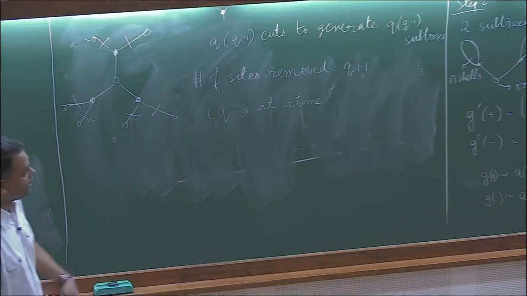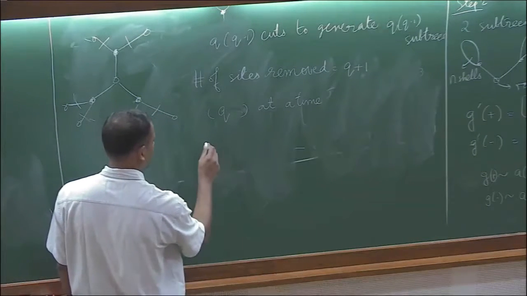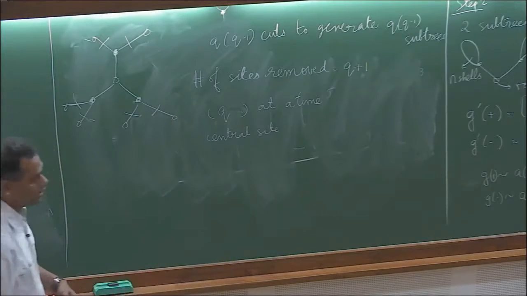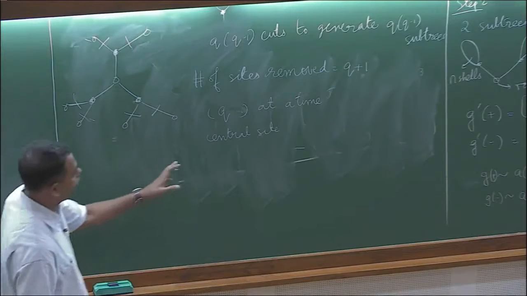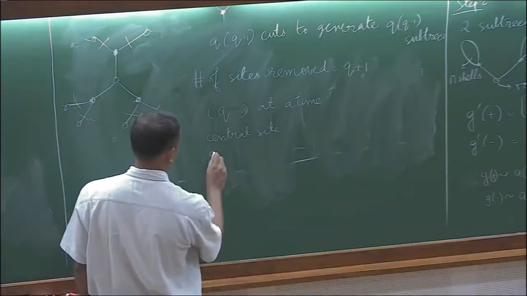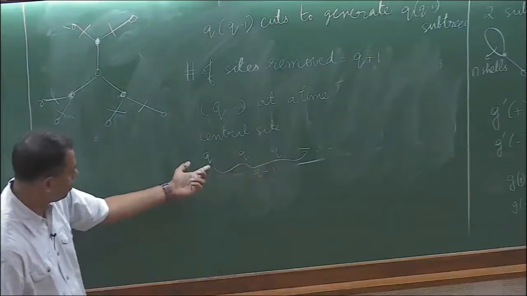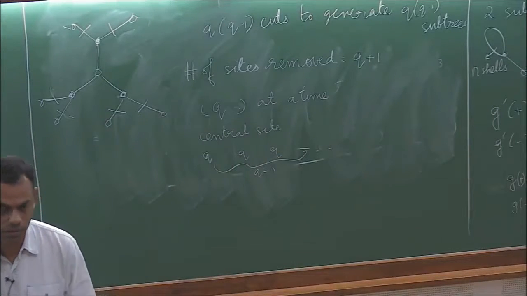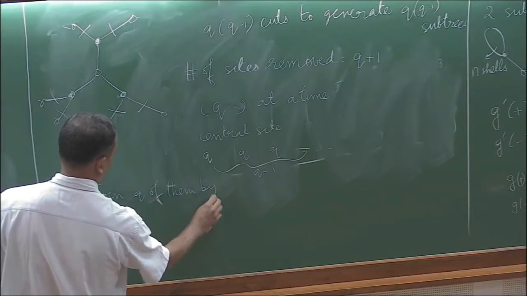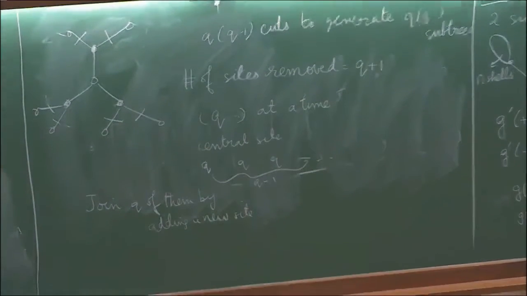Now out of these subtrees, I can take q of them at a time, and then I add to each group one more central site. I'll repeat the procedure. Out of this q into q minus one subtrees, I break them up into groups of q. So q, q, q. There are q minus one of them. I take q of them and join them together by adding a new site. So this generates a new tree.